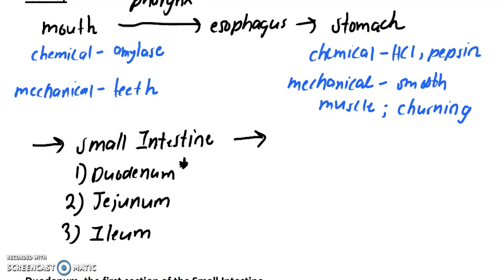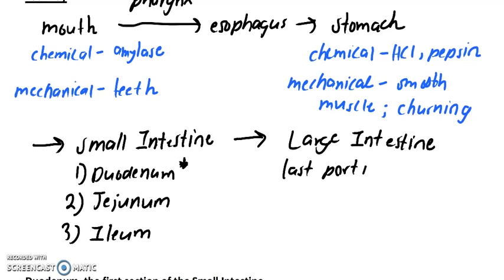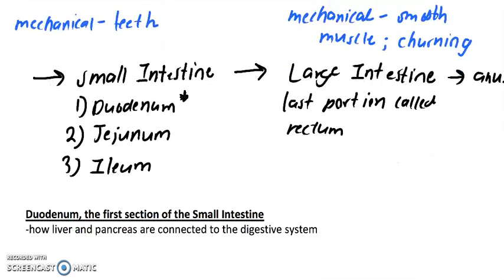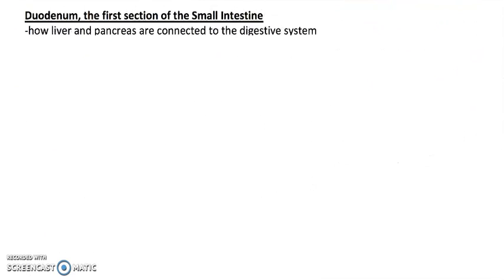After the small intestine, we have the large intestine. And the last section of the large intestine is called the rectum. After that, the exit is the anus. Okay, so now on to the duodenum.